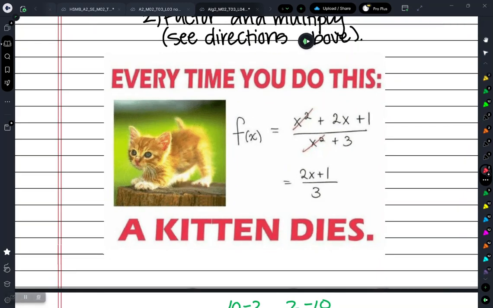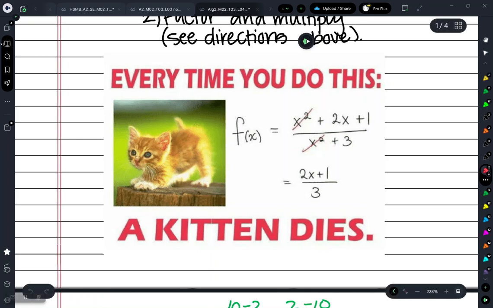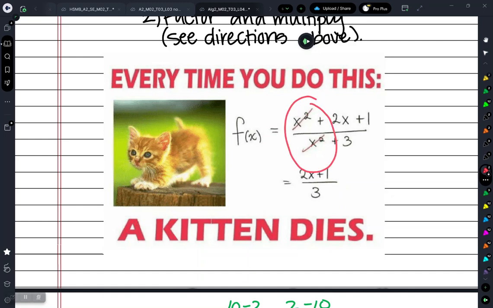No one's killing kittens, I promise. I love cats. I would never. But it's just a silly thing to remind you that this type of canceling that you see in this example is not allowed. You cannot cancel unless it's in factored form and things are multiplying. This is a big no. Don't do it. Okay? Anyways, so we're going to look at some division problems in your book.